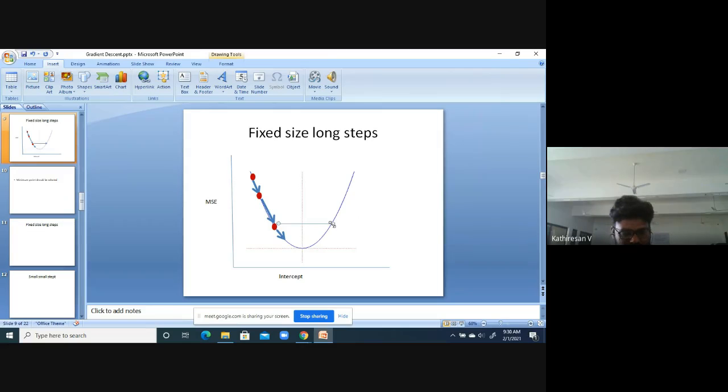See, if you take a step from here to here, what will happen? You will lose the global minima. If you take a step from here to here, you lose the global minima. Yes or no? You lose the global minima if you take a longer step.